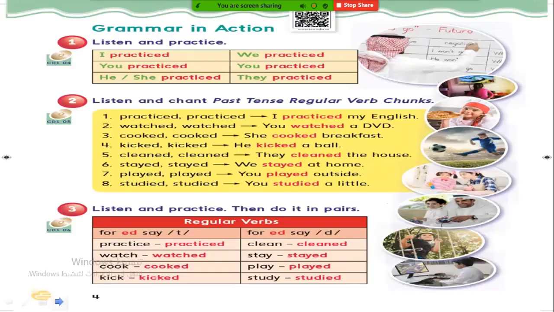Okay, so today we're going to continue our Unit 1. Here we have listen and practice. Okay, listen and practice. So we will listen to the clip.